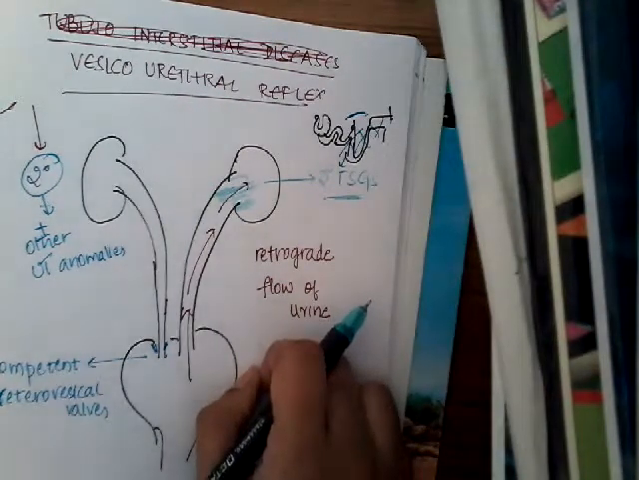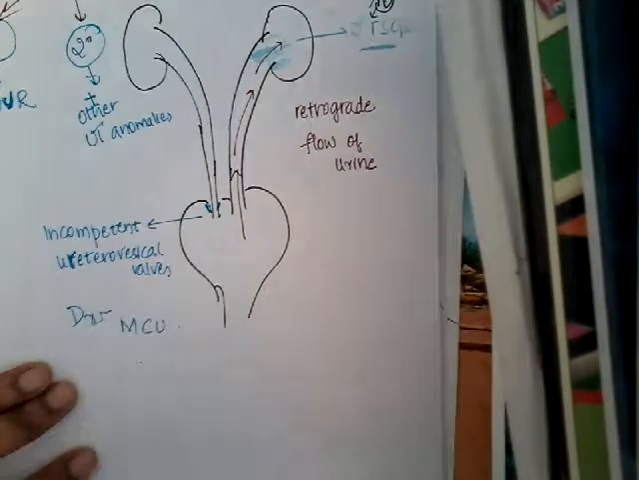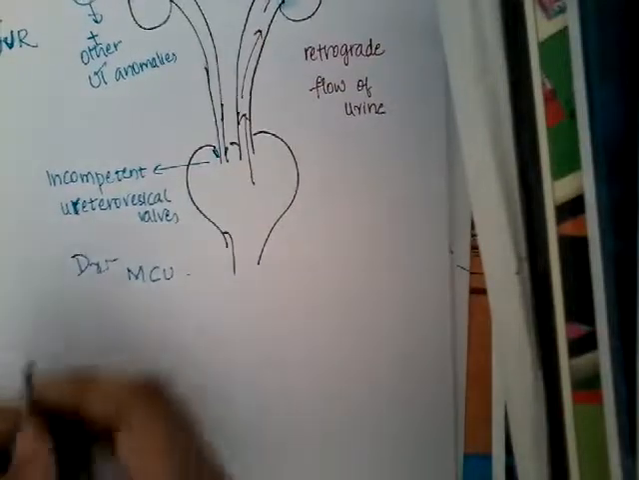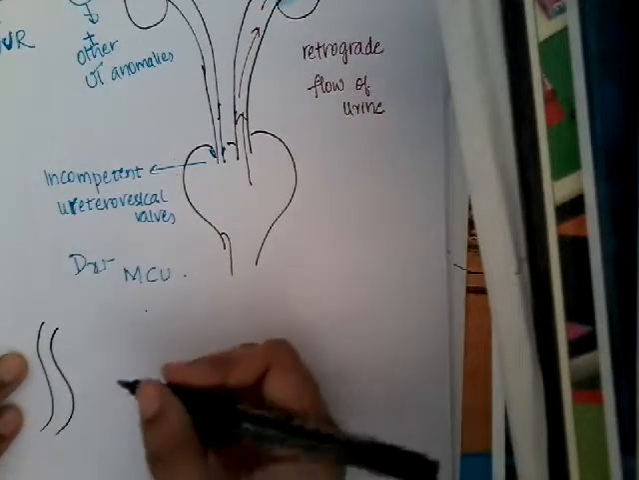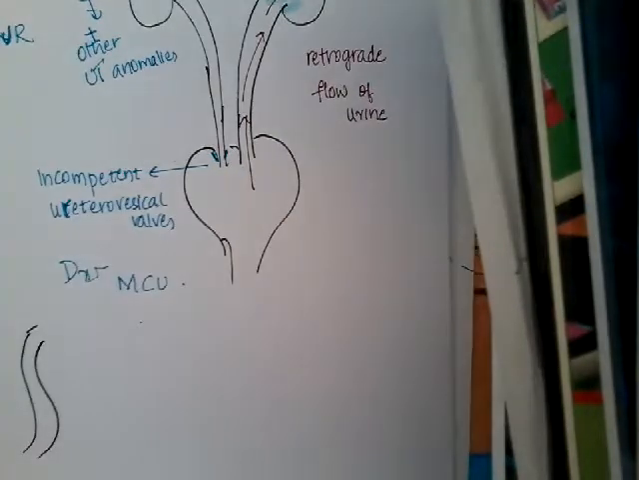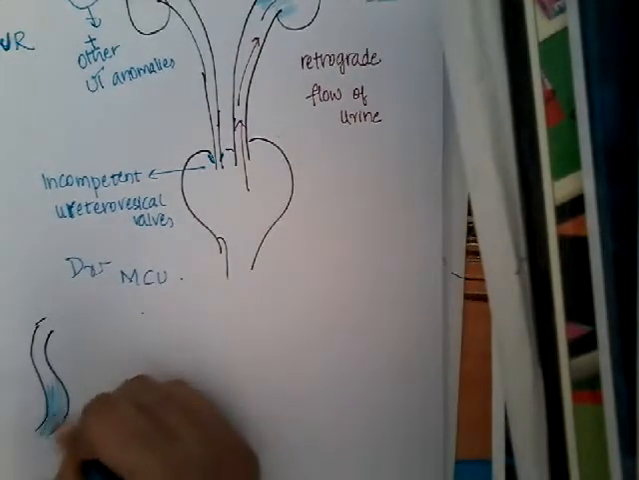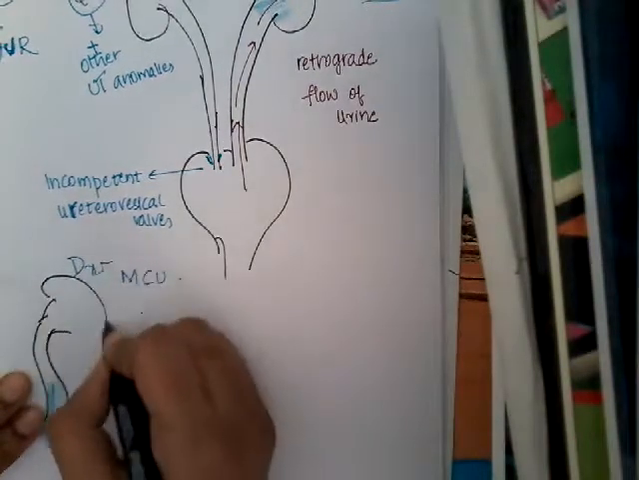So how are we going to diagnose it? The diagnosis is by micturating cysto-ureterogram. Once you have done the micturating cysto-ureterogram, you have 5 grades of this vesico-ureteral reflux. So what are the 5 grades? In grade 1, there is vesico-ureteral reflux, but it does not reach up to the renal pelvis. The reflux is just up to the ureter. The renal pelvis is completely normal.